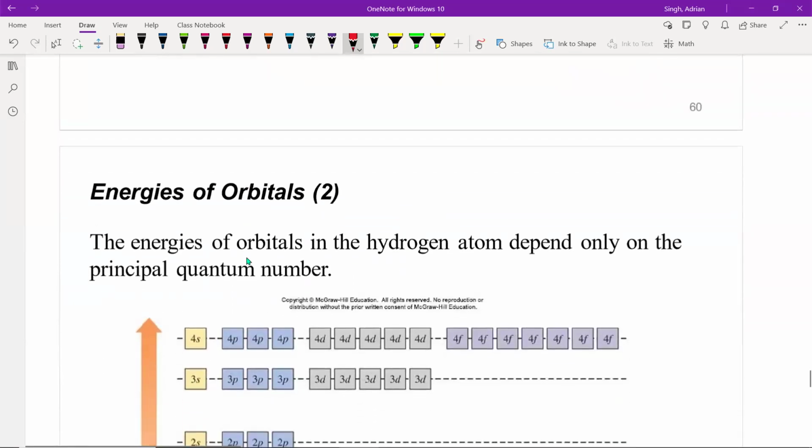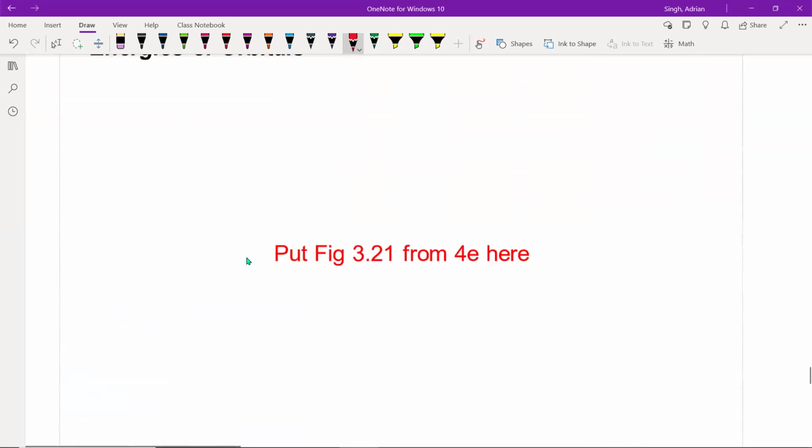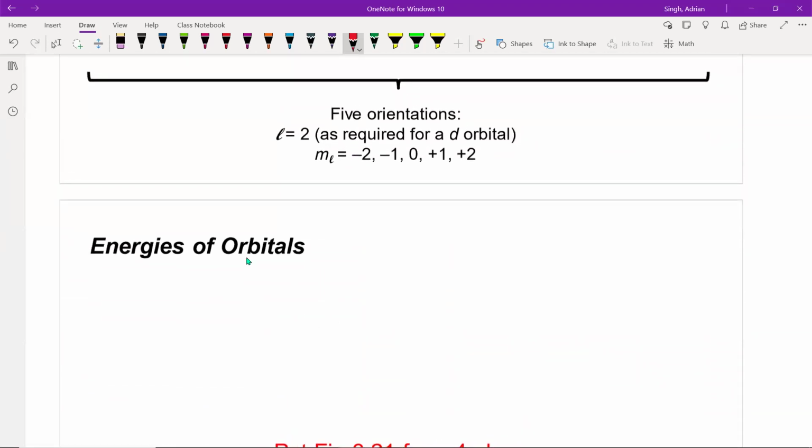And then we don't have the f on here, but there are going to be 7 of those f orbitals. So let's say for L equals 3, we're going to have m sub L values of -3, -2, -1, 0, +1, +2, and +3.